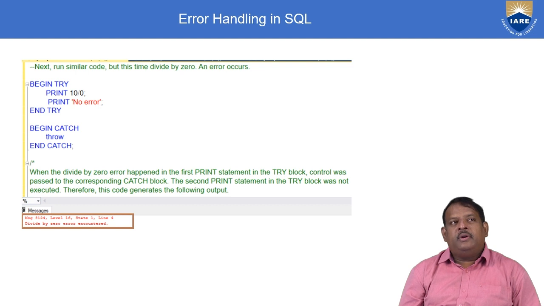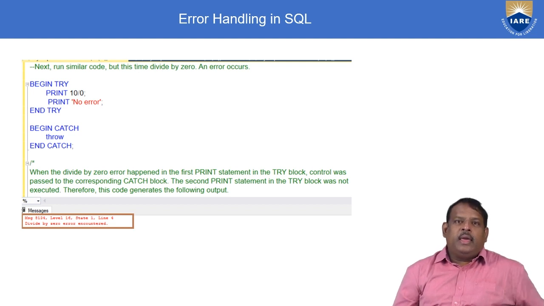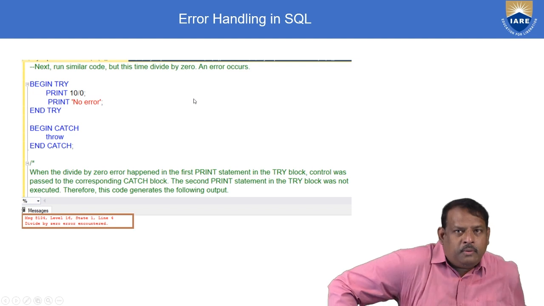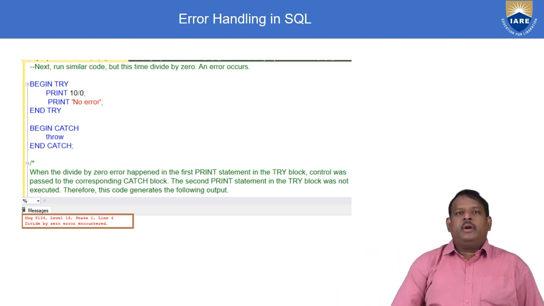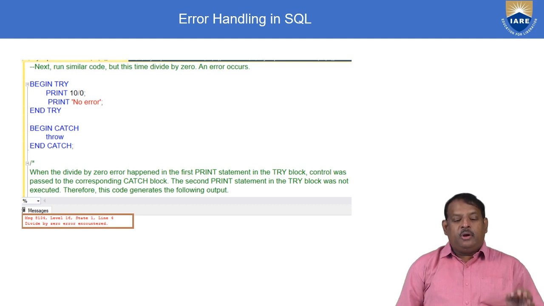In that, I'm trying to divide, print 10 divided by 0, print no error. Now definitely this is going to give me an error. So I'm printing 10 divided by 0, and I'm going to get an error. Now I'm going to the catch block. Because there is an error here, it goes to the catch block.